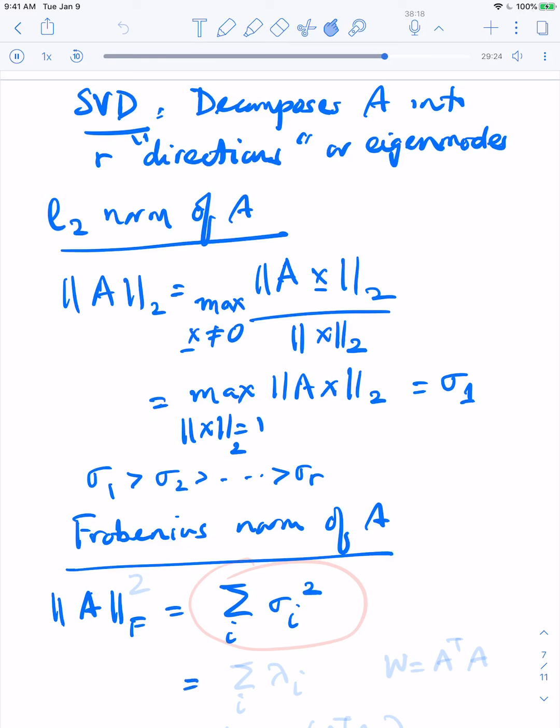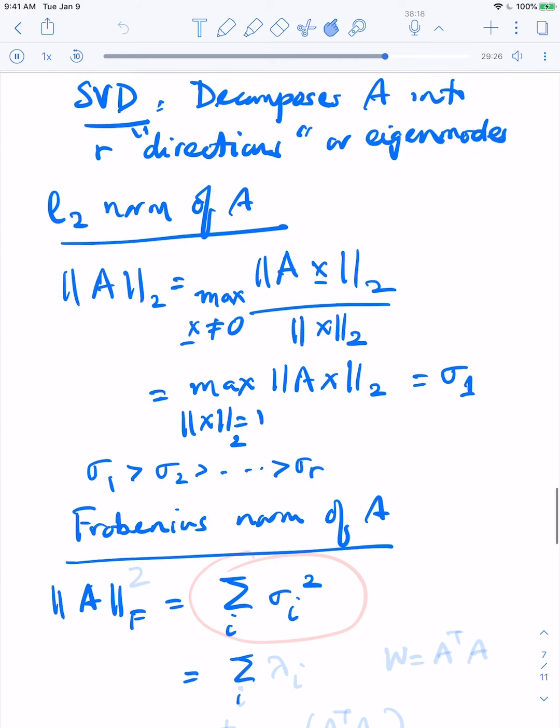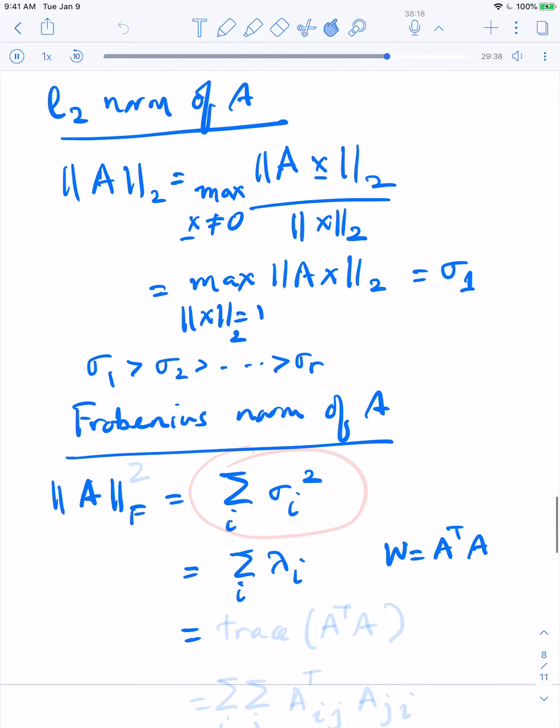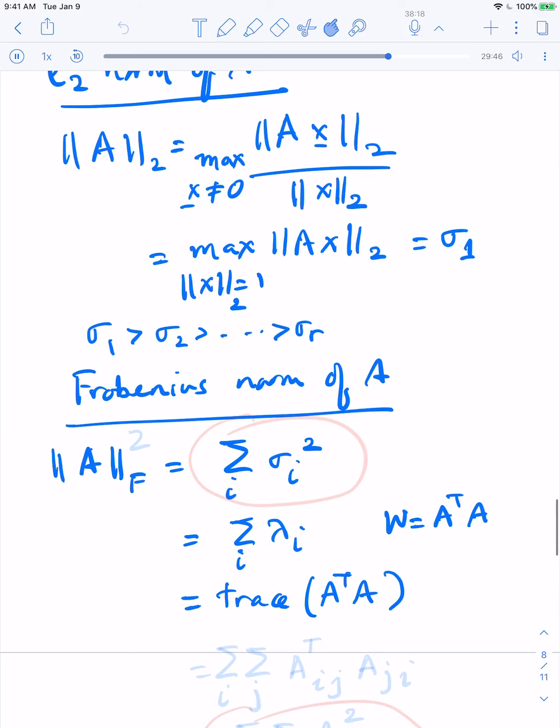Basically, this is equal to the summation over i of the lambda i's for the matrix W, which was A transpose A. And now I should remind you that the sum of the eigenvalues of a matrix is the trace of the matrix. So this is the trace of A transpose A, the sum of the diagonal elements. Well, what are the diagonal elements of A transpose A?